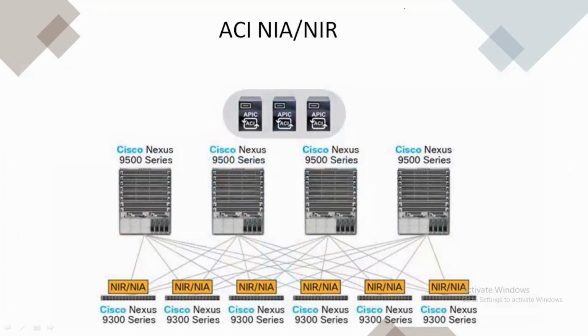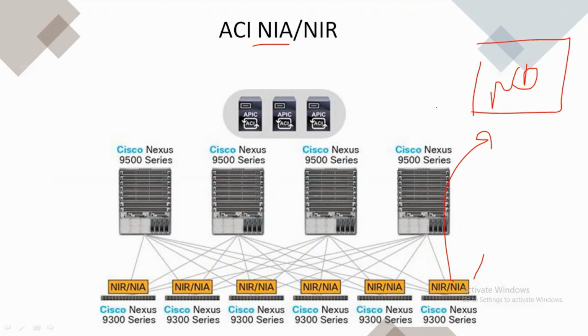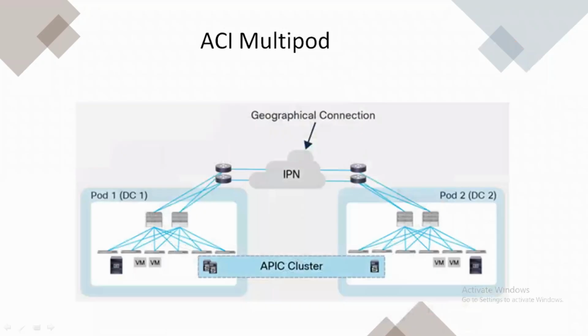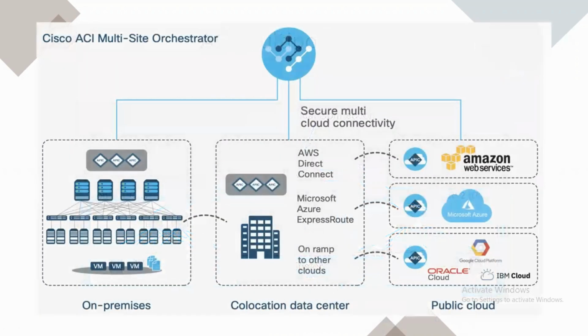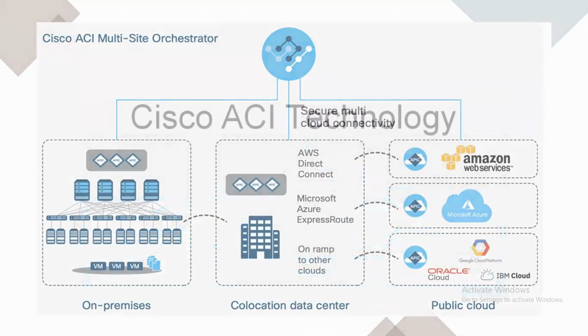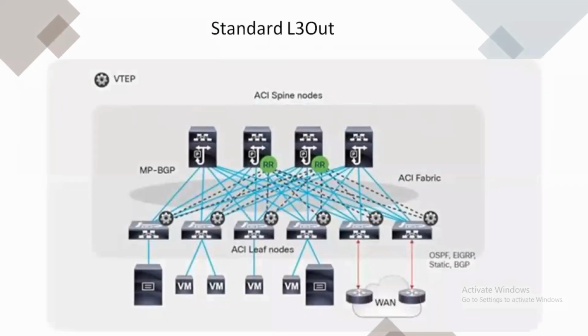NIR, we had a discussion, right? That it's used for analytics purposes. There is one NIR and NIA component which will be set on every leaf and spine, and which will send the data to that application, the Nexus Dashboard application, which is used for analytics. Multi-pod, we have covered it, but we will definitely cover it in more detail, but this is one of the other technologies. MSO is another one.